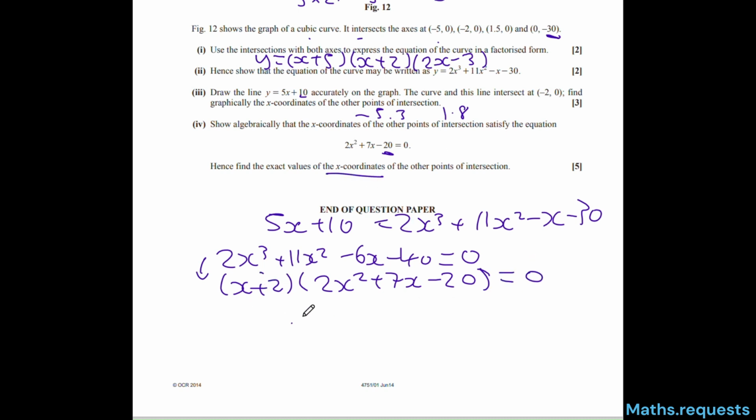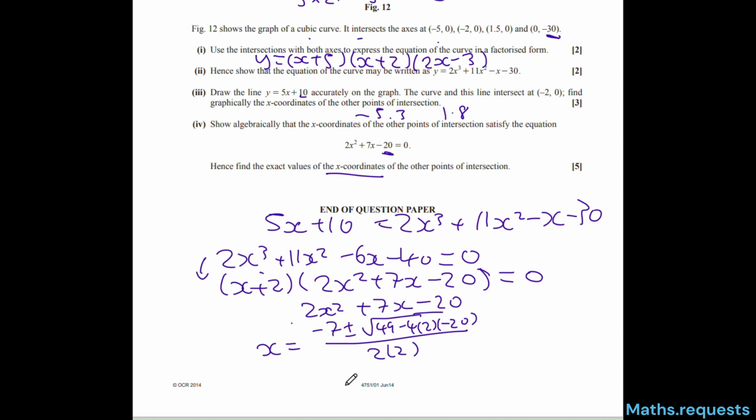So find the other x coordinates. So we know that minus 2 is one of them. So now we need to find the others from 2x squared plus 7x minus 20. So here we're just going to use the quadratic formula. So x equals minus 7 plus or minus the square root of 7 squared, which is 49, minus 4 times 2 times minus 20, all over 2 times 2. So this should get you x equals minus 7 plus or minus the square root of 209, over 4.